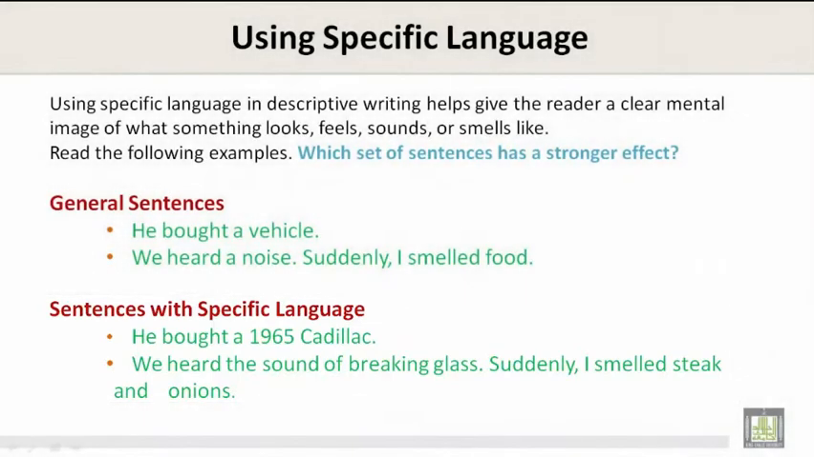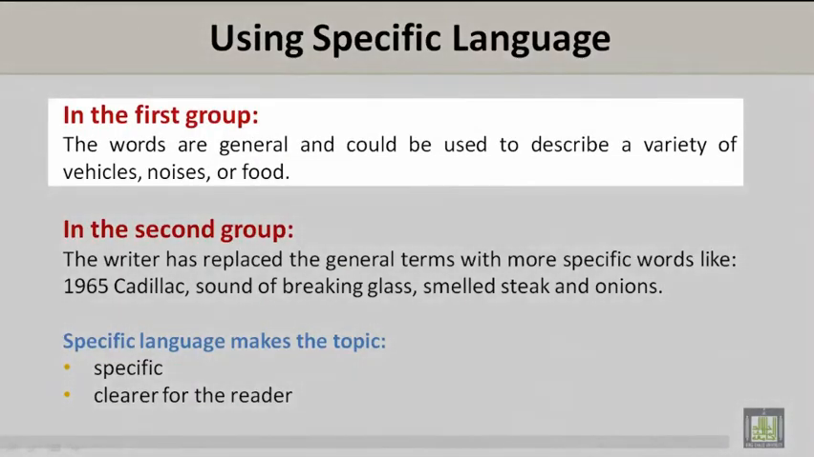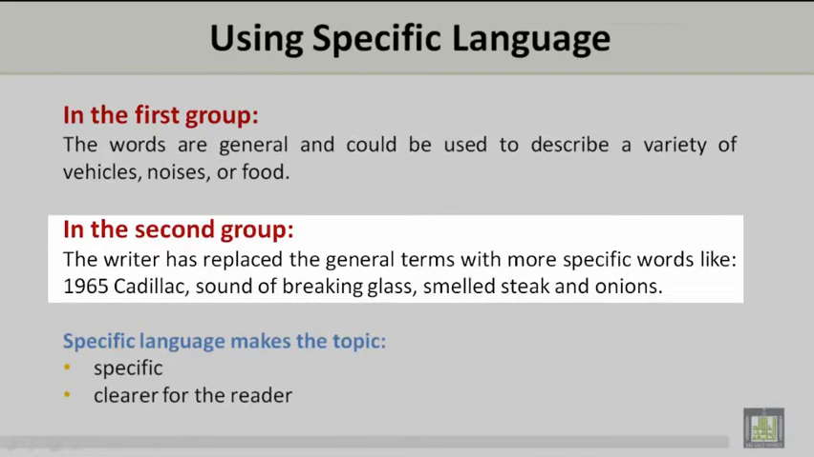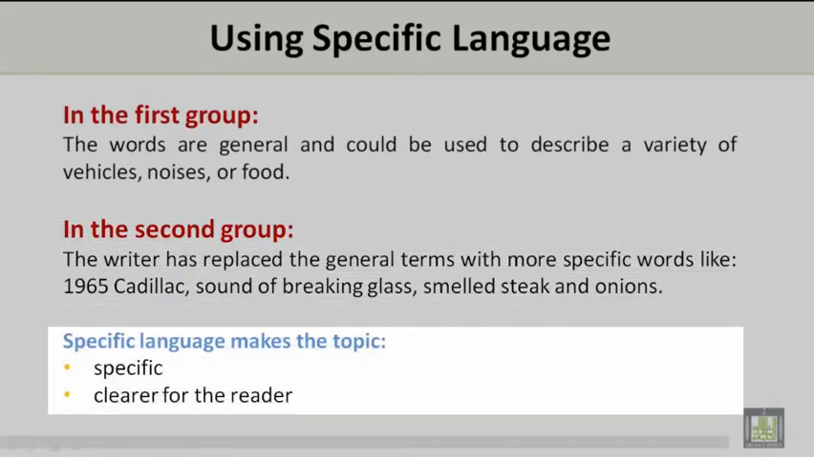Let's continue. In the first group, the words are general and could be used to describe a variety of vehicles, noises, or food. In the second group, the writer has replaced the general terms with more specific words like 1965 Cadillac, sound of breaking glass, smelled steak and onions. Specific language makes the topic specific and clearer for the reader.